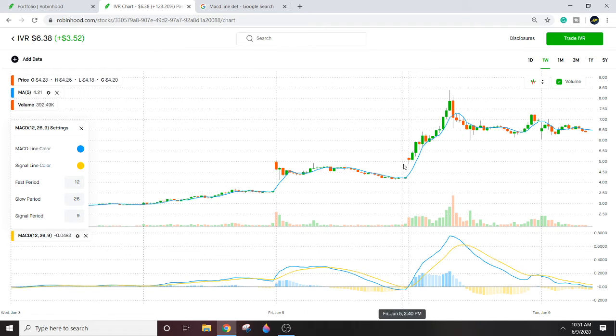This is a quick example of the MACD line. My bad. Sorry, I got confused for a moment. So yeah, that's pretty much it.